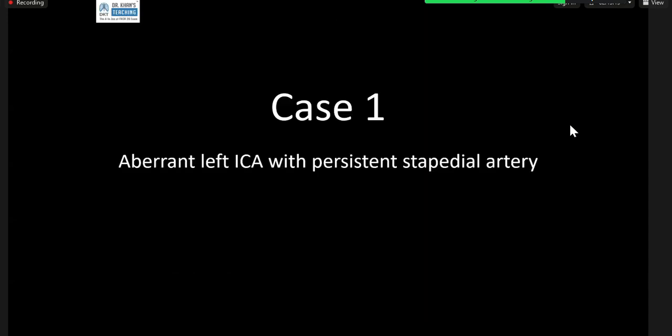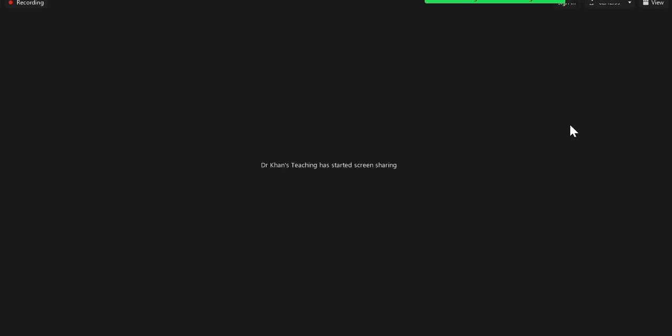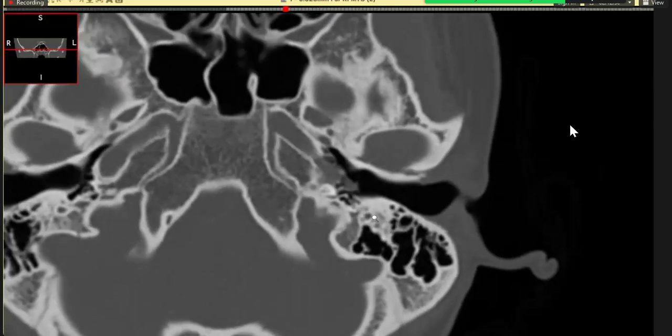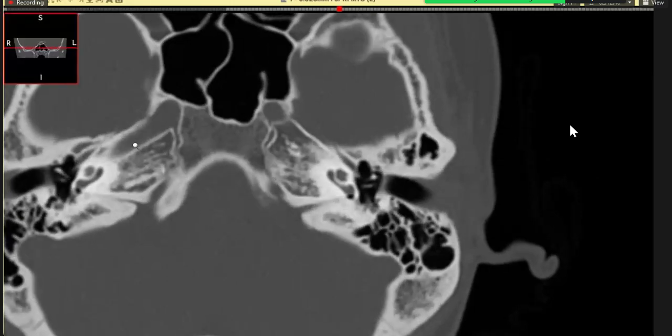First of all, let me go through the case and then we will revise the anatomy. And I have selected this case just as an initial case to develop your concepts of anatomy. Basically, we will come back to the details, but the relevant portion is, look at the carotid canal here.